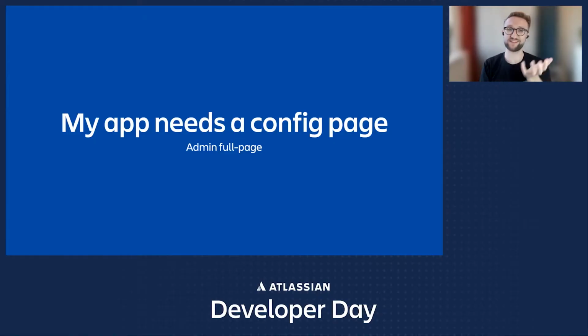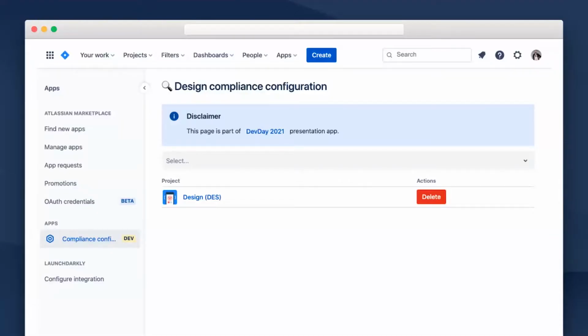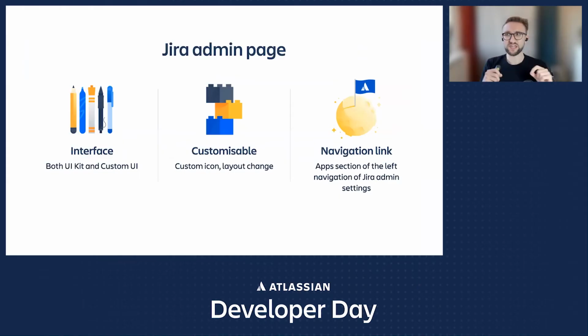So first things first, we need to have the instance-wide configuration to point out the projects that we would like to track. In my example, it was the design project, the DIS or DES project. And we have the full page, the admin full page in Jira for that. I've created it. As you see, it is available in Jira settings, and it looks really like a native app. You can navigate to it from the apps navigation bar on the left side.